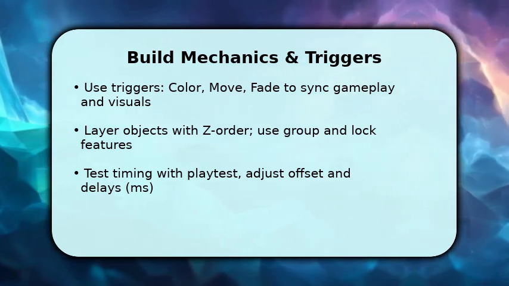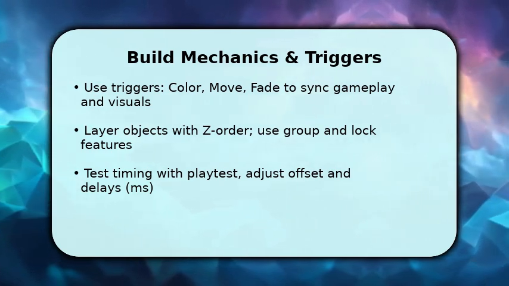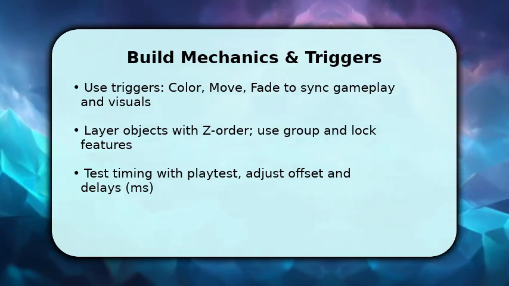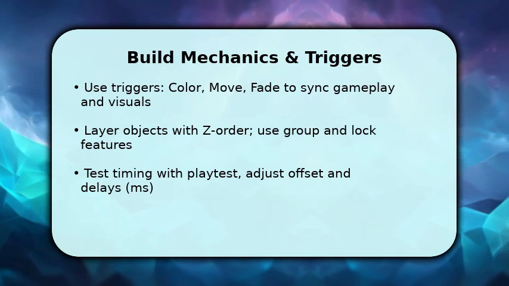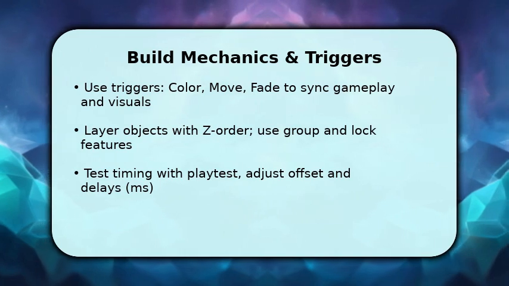Once done, layer objects with Z-order and group common parts, then lock groups to prevent accidental edits. Make sure to playtest repeatedly from checkpoints to confirm timing and find offset drift. Then tweak trigger lengths or object anchors to stabilize behavior.